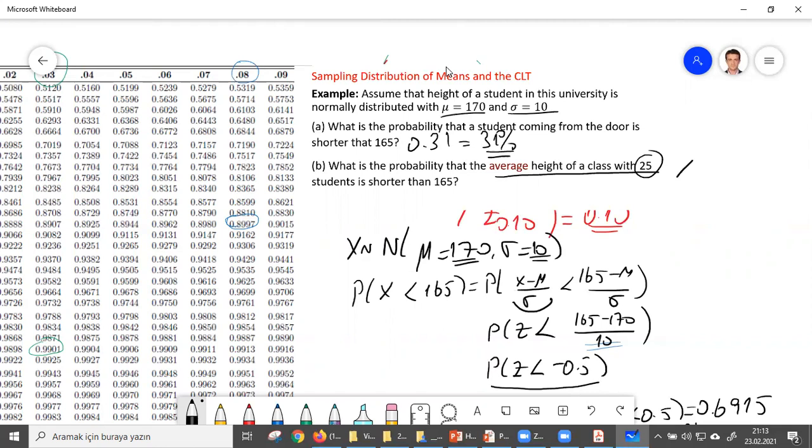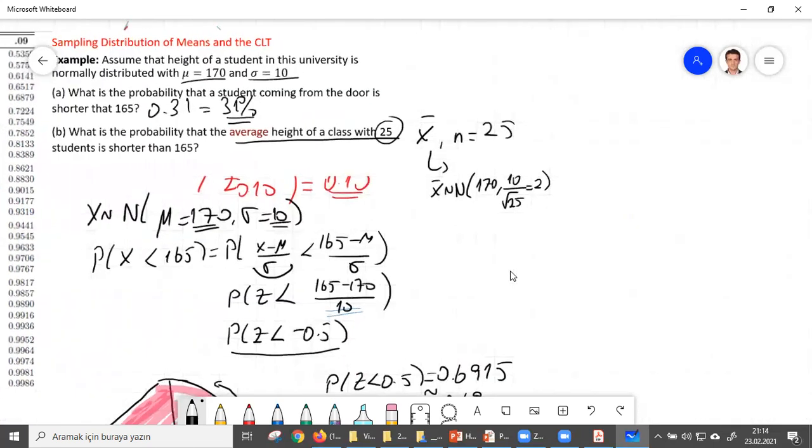So this is x bar with n equal to 25. What is the distribution of x bar? X bar is normal with mean 170, the same mean. How about the standard deviation? The standard deviation is 10 divided by the square root of 25, which means this is 5, and this is equal to 2. Okay, so this is the distribution of x bar.